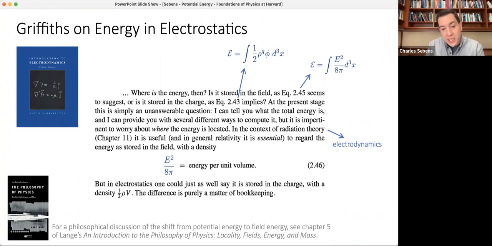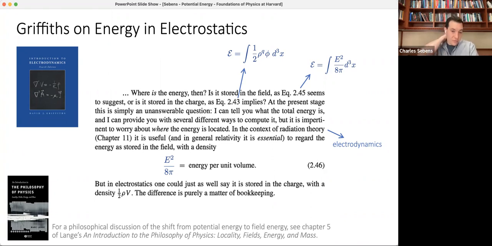Okay, but in general relativity, it's essential to regard the energy as stored in the field. And the reason for that, I think, is that in general relativity, you're supposed to have a symmetric energy momentum tensor acting as the source in the Einstein field equations. And the symmetric energy momentum tensor for the electromagnetic field has this E squared over 8 pi energy density in it, plus a B squared over 8 pi energy density for the magnetic field.